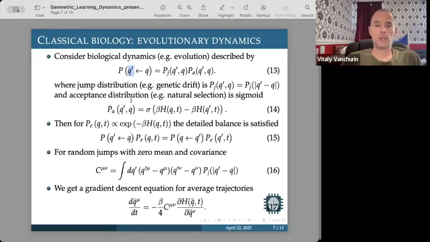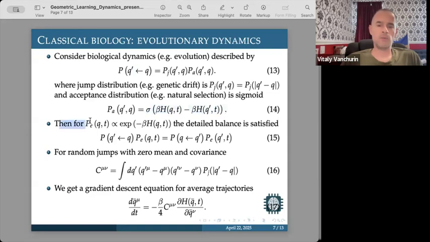Okay, and so let's consider a simple limit where this acceptance probability is given by a sigmoid. Now it's again different from what you use in the Metropolis algorithm, but it's a smooth enough function. It's close to the function used in the Metropolis algorithm, but smooth enough that it allows us to do the differentiation and integrations that will follow.